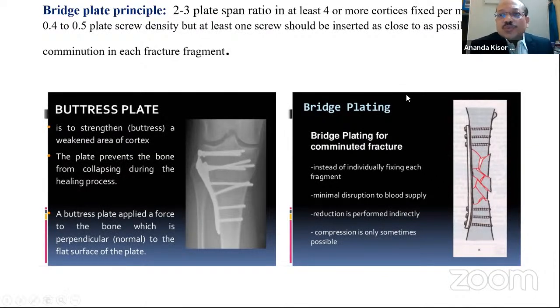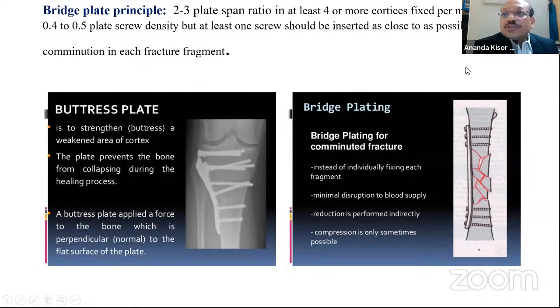Plate span ratio is the total length of the plate divided by the fracture zone. So for a comminuted fracture, the plate span ratio should be 2 to 3, and for a transverse fracture, it should be at least 8 to 10. So a 2 to 3 plate span ratio means at least 4 or more cortices. The 4 bone cortices should be kept free over the fracture zone.